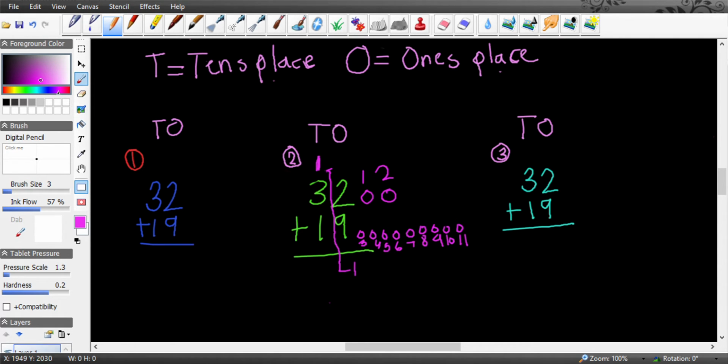So we're going to take that 1 from that 11 and put it over here. We're not going to put the 11 itself there. We're going to put that 1 above the 3, above the tens place. And that's it. That's step 2. We're done with step 2.